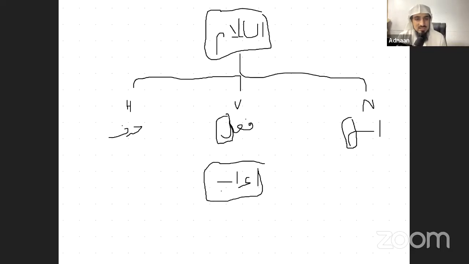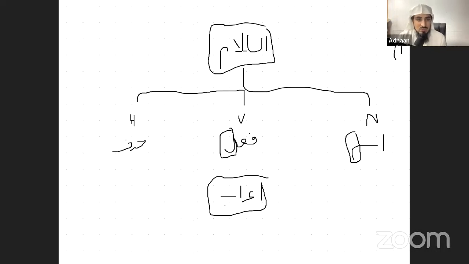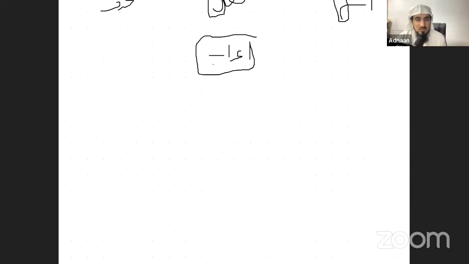A noun is slightly different to a verb, meaning ism is slightly different to fi'l. Fi'l is slightly different to harf. So that's part one that I want you to understand. Any word you see in your book when you're reading, it's either going to be a noun, or some sort of a verb, or some sort of a harf. Then, the second thing I want you to understand is i'rab.